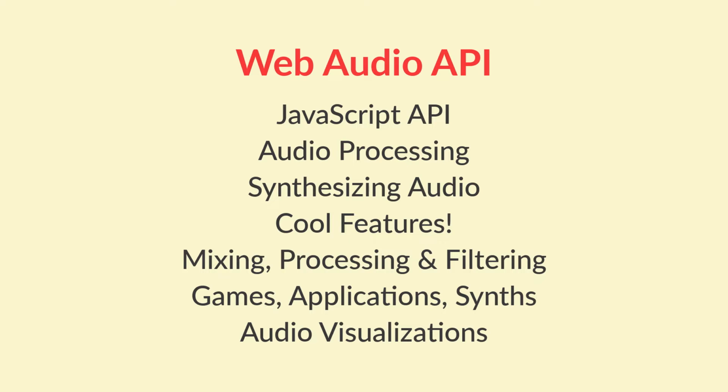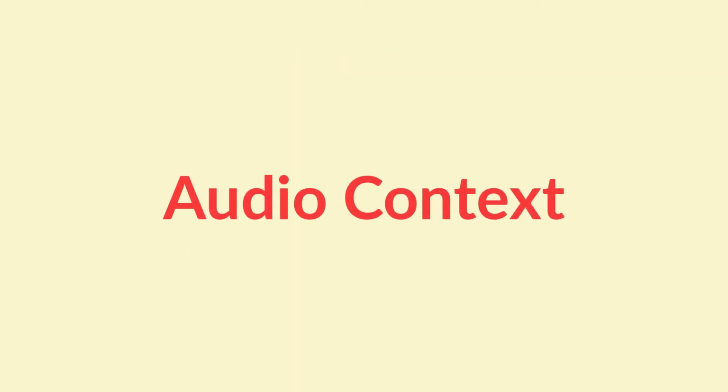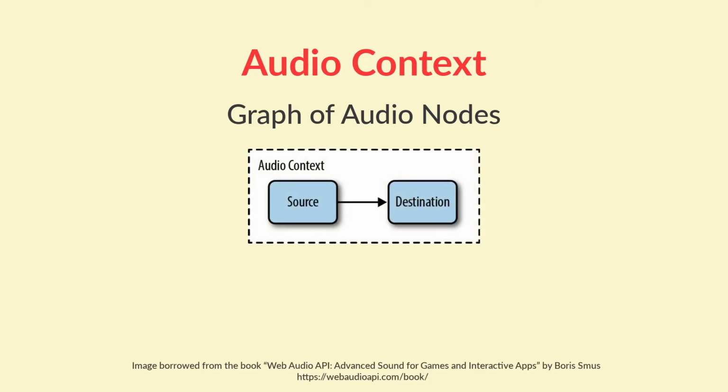In order to begin using the Web Audio API, we need an audio context. So what is an audio context? Well, it's a graph of audio nodes that define how audio flows from its source, which could be an audio file, to the destination, which typically is your computer's speakers. So this would be the most simple audio context. You have one source and you route it directly to the destination, which is your computer's speaker.